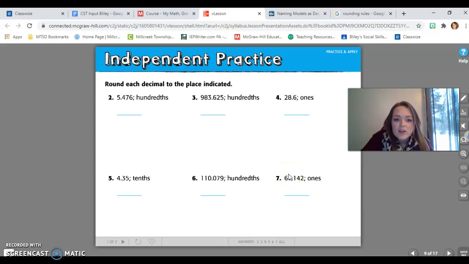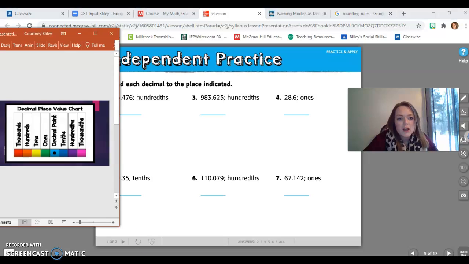Round each decimal to the place indicated. We have our decimal here, and then we have the place value that we are rounding it to. So we have 5 decimal 476 thousandths. Let's bring our chart out again.